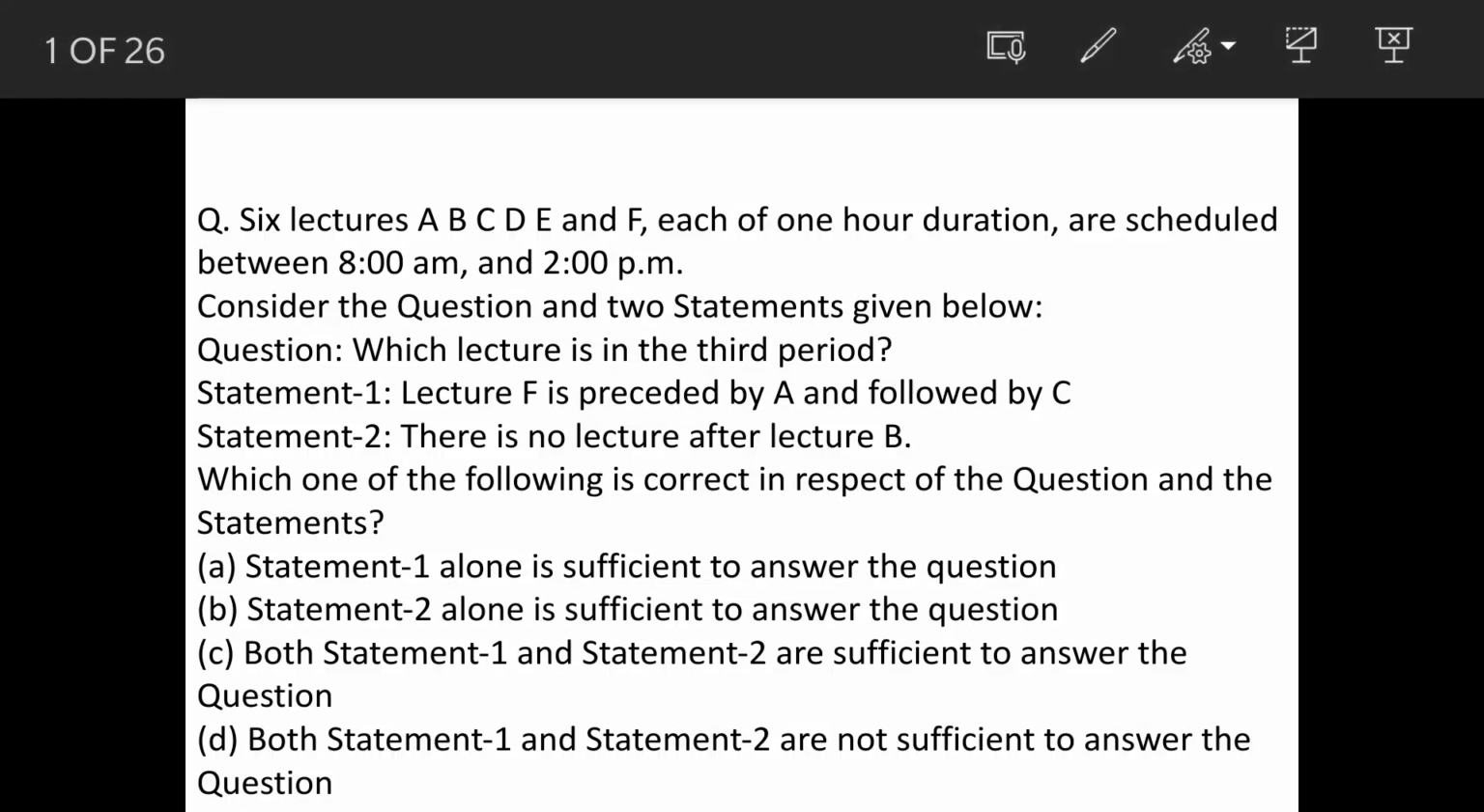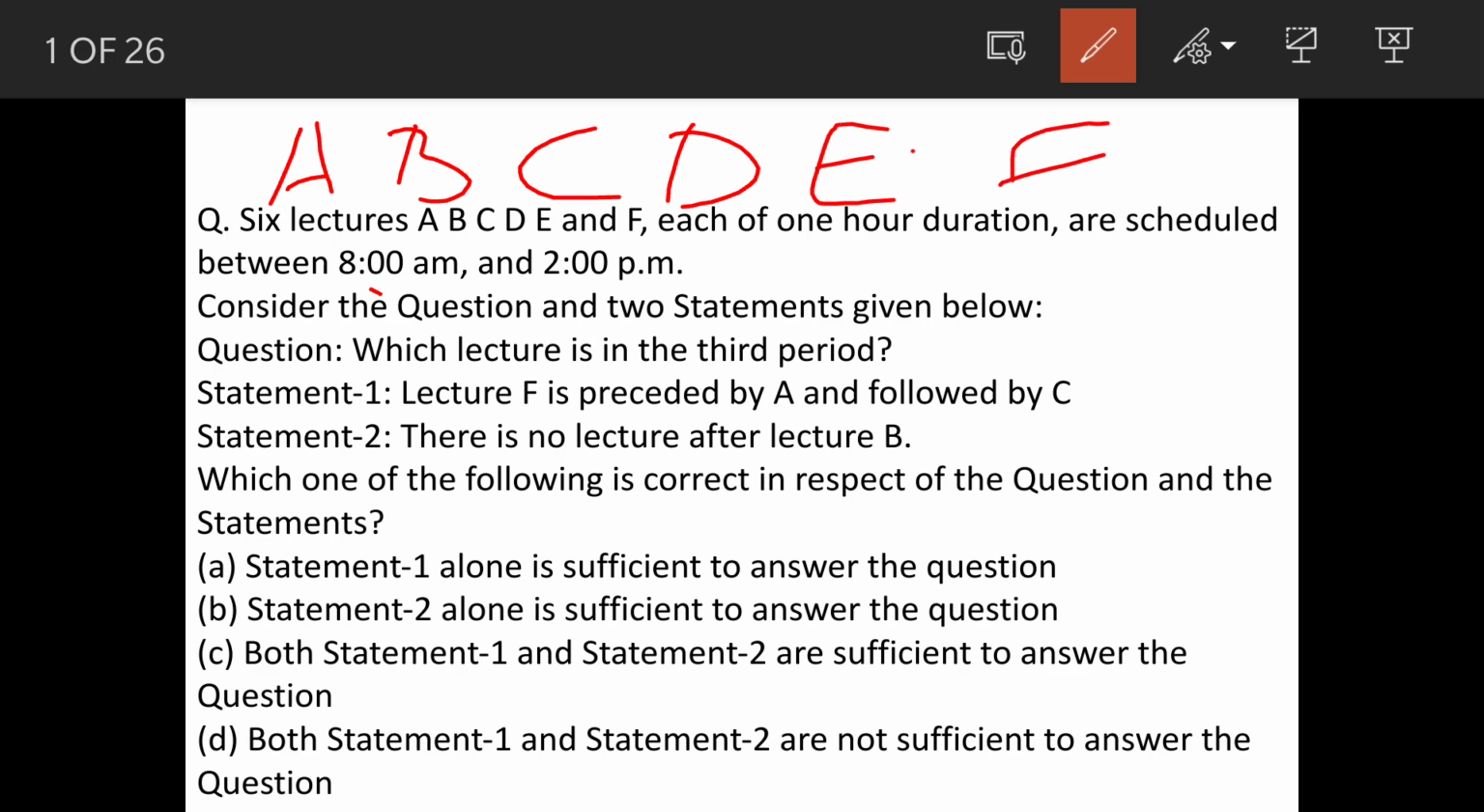6 lectures A, B, C, D, E, F, each of 1 hour duration, are scheduled between 8 a.m. to 2 p.m. That means these are the lectures A, B, C, D, E and F. So each is of 1 hour duration. So that means A will finish at 9, 10, 11, 12, 1 and 2 if they are in this order.